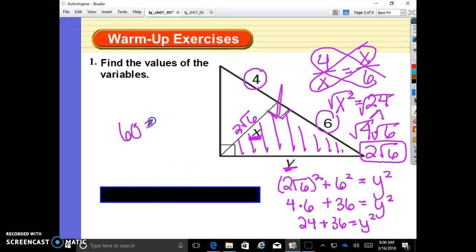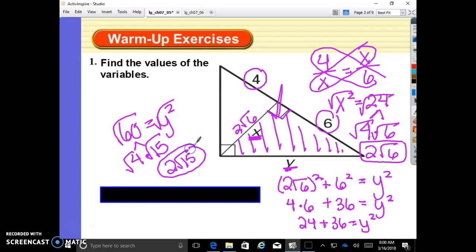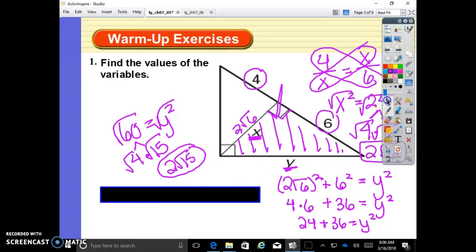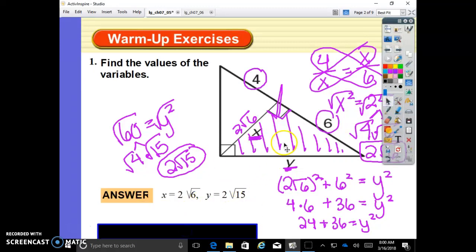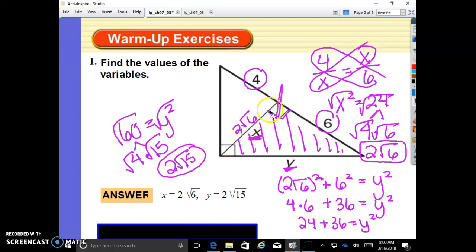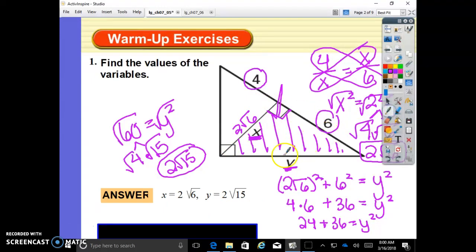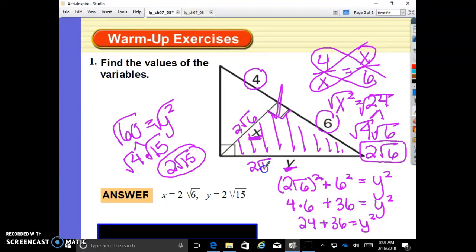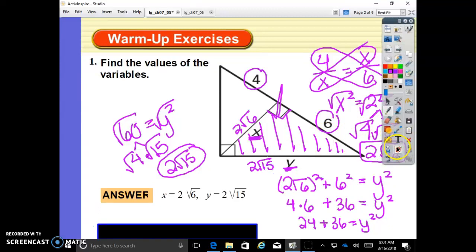So if 60 equals y squared, then this would be 4 times what? 15. Or 2 rad 15, 2 square roots of 15. So we have our x value is 2 rad 6, and our y value is 2 square roots of 15, or 2 rad 15.